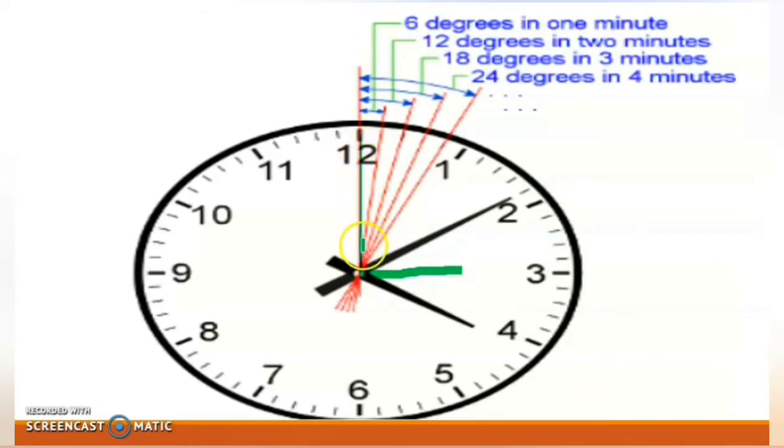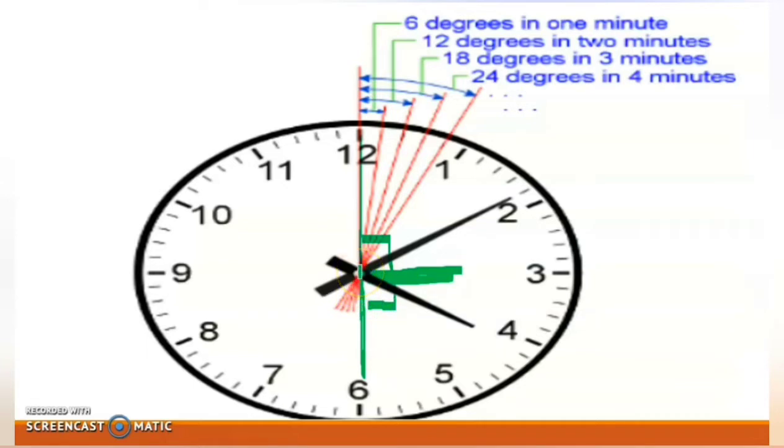Okay, then what is this angle? We all know that this angle is 90 degrees, that is, they are perpendicular. Similarly, it may so happen that one hand, the minute hand, is over here and the other hand is over here, and again the angle is 90 degrees.